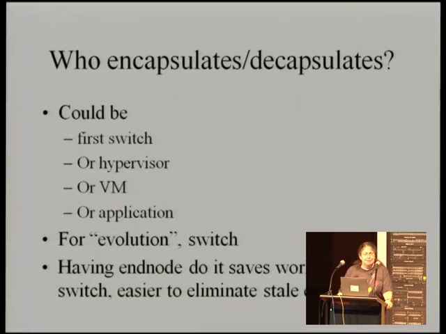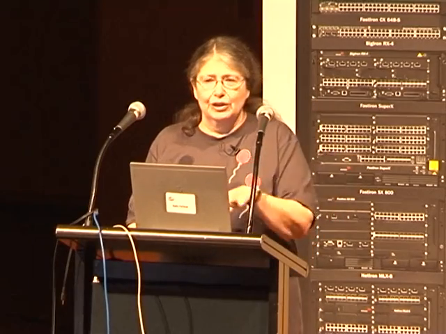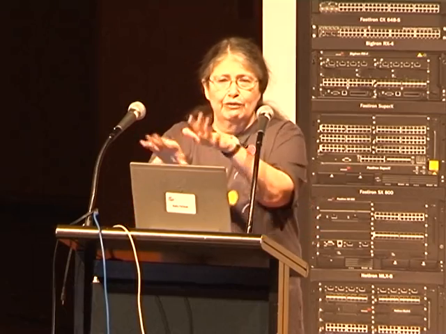Another orthogonal concept is who puts the Trill header on? It could be the first switch, or the hypervisor, or the virtual machine, or even the application. To make it most painless, it's nice to do it in the switches, but pushing it closer to the application is nice because that way the switch doesn't have to keep track of all the destinations that a particular application is talking to. The application can take the responsibility itself, and furthermore, it knows if an entry is not working, so it can immediately relearn it by asking the directory or flooding the packet.